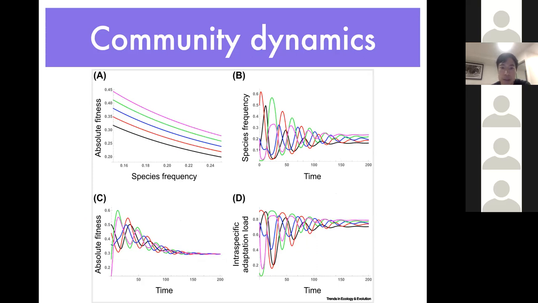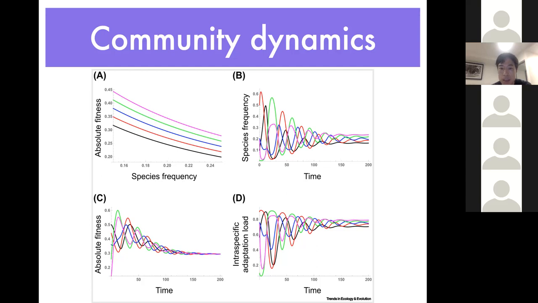these results. Here in the top right is showing the frequency-dependent fitness. When the frequency of a species increases, the fitness decreases because of the intraspecific adaptation load. And because of this negative frequency dependence, all 5 species can coexist in the top right figure. And the bottom left figure shows the absolute fitness dynamics. And you can see that the common species tend to have lower fitness due to the intraspecific conflict.